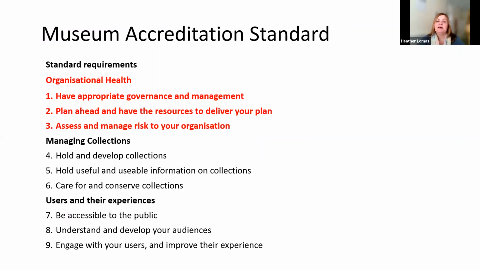Just to remind ourselves, there are three key sections to museum accreditation, and today we're looking at organisational health, which is the first three areas within the standard. In total, it covers 9 areas, so apart from organisational health, it also covers managing collections and users and their experiences.